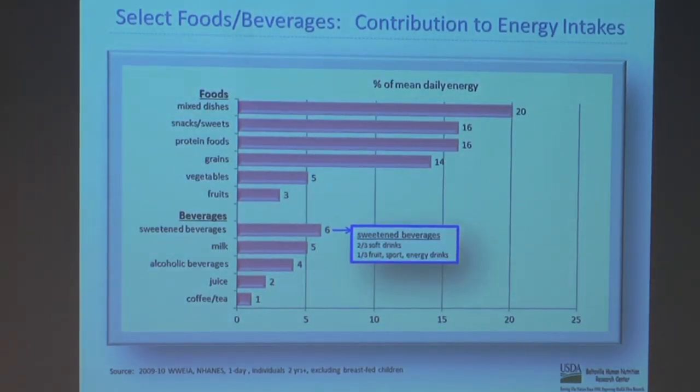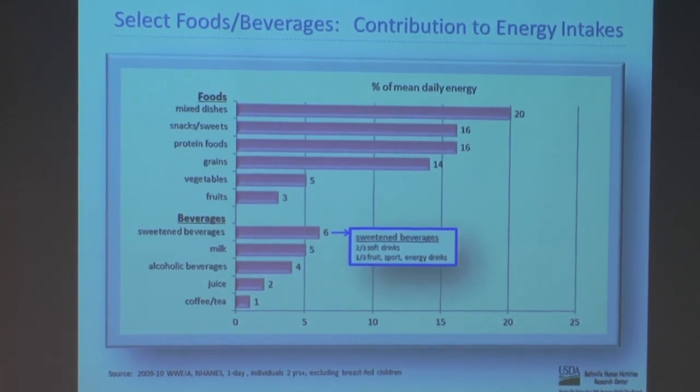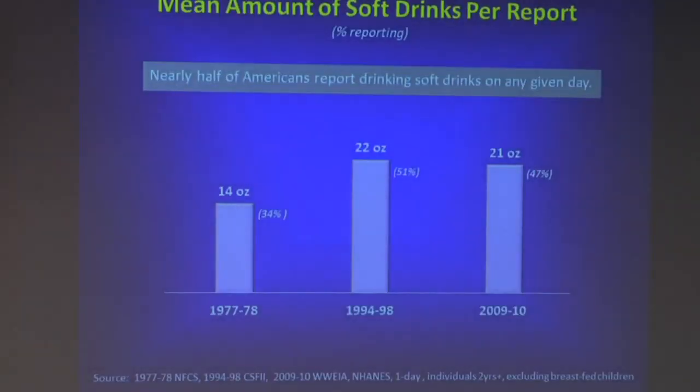If we look at then sweetened beverages, which we're trying to replace with more water, they contribute 6% of the calories in our diet, greater than the contribution of calories from milk, which isn't surprising as you look at the data. 2/3 of those calories come from soft drinks. Another third comes from fruit and sports drinks and energy drinks.